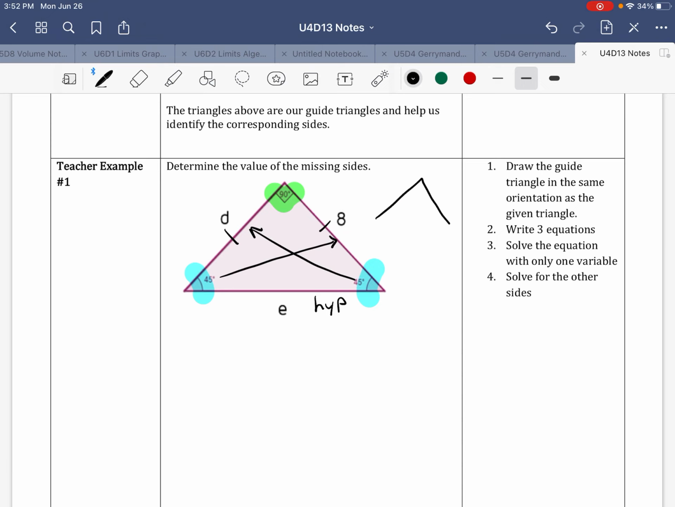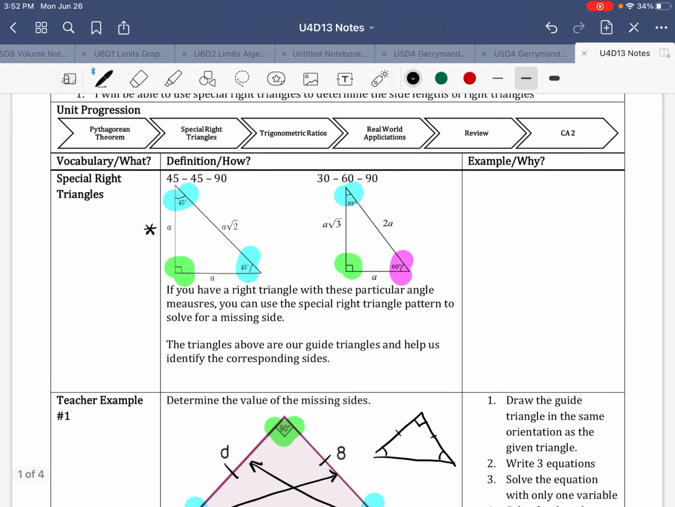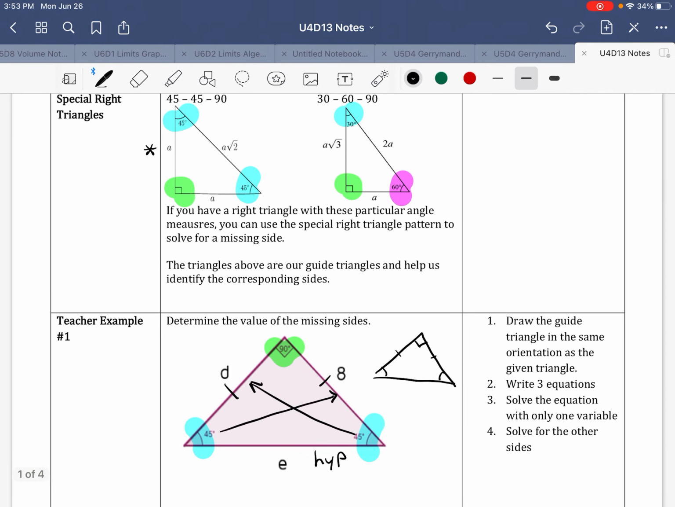So we're going to draw another triangle that looks like this. Here's my 90 degree, here's my 45, 45, my two congruent sides. And I'm going to label them with my A, and A square root of 2. So this one is my two sides that are going to be the same, and A square root of 2, which is opposite my hypotenuse, my 90 degree angle.